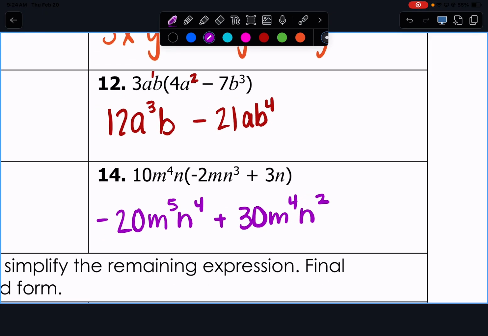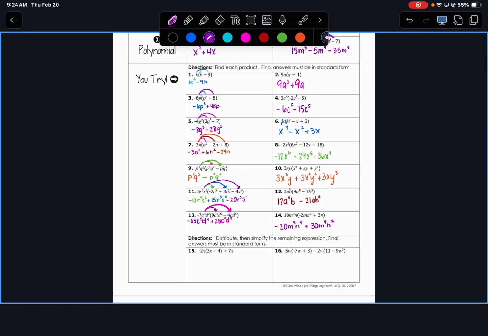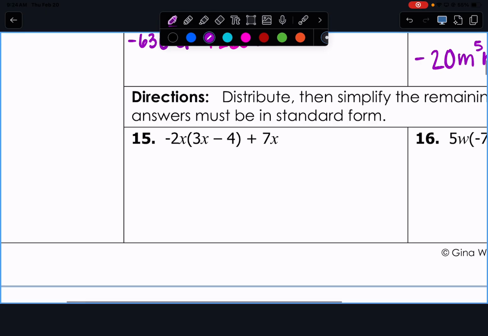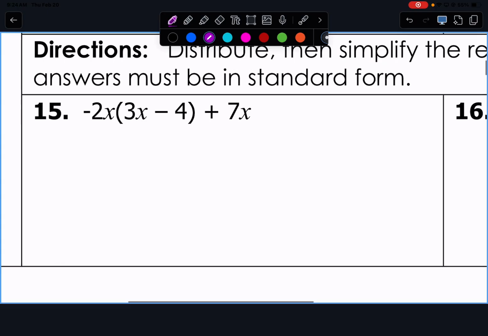Good job. Okay, so what I want us to do is go ahead and just talk about number 15. Number 15 all it does is add an additional step to it. We're still distributing. It's just got something outside the distributing that we're going to have to add at the end. So it's going to be like 2 steps, pretty much. So let's look at this one.